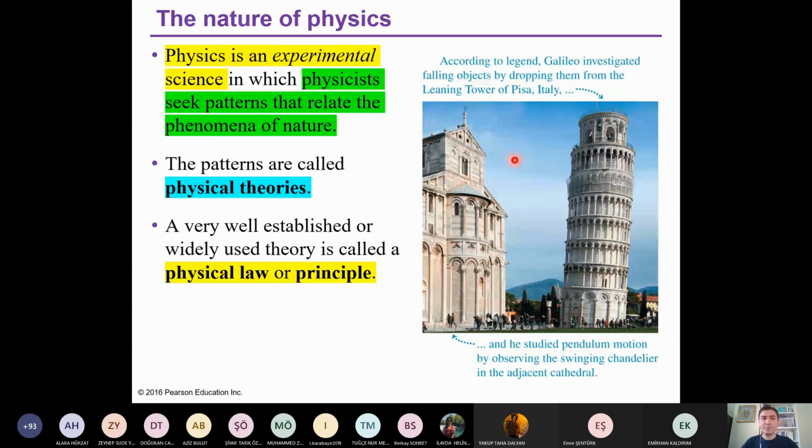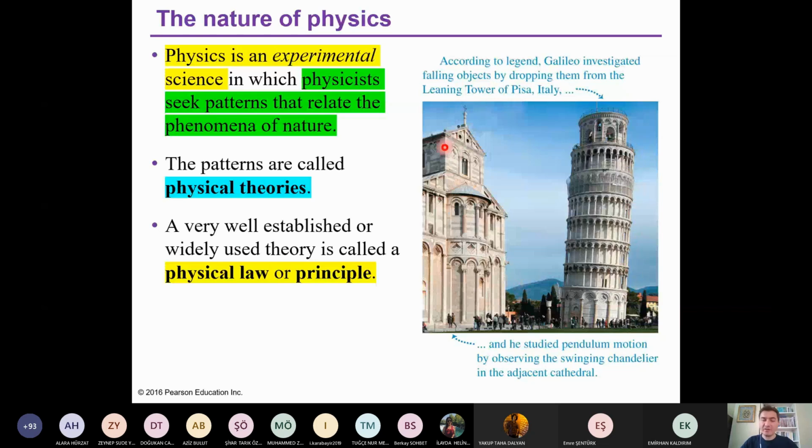Here, one example to the experiments. This is Leaning Tower of Pisa, you know, very famous. And this is a church just in the adjacent of this Leaning Tower. So according to the legend, Galileo investigated falling objects. So let's consider that Galileo staying here, and then he dropped some objects, and then he investigated falling objects by dropping them from this tower.